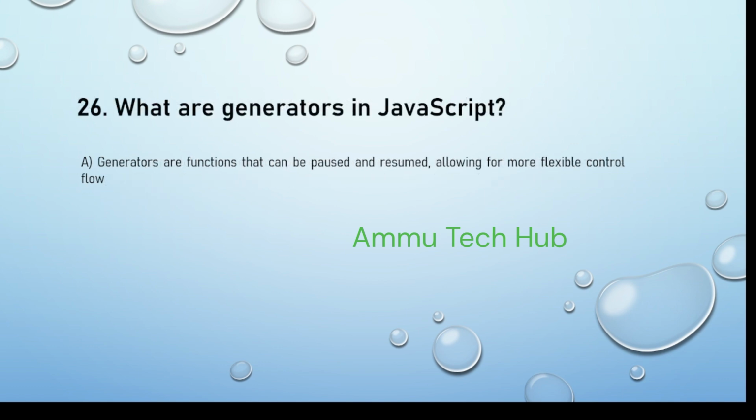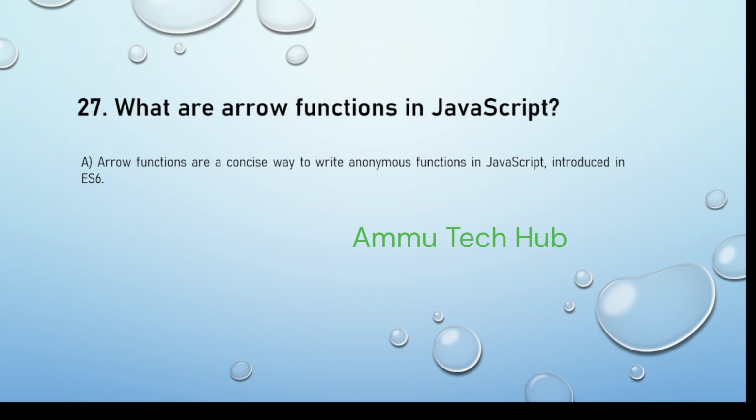What are generators in JavaScript? Generators are functions that can be paused and resumed, allowing for more flexible control flow. What are arrow functions in JavaScript? Arrow functions are a concise way to write anonymous functions in JavaScript, introduced in ES6.